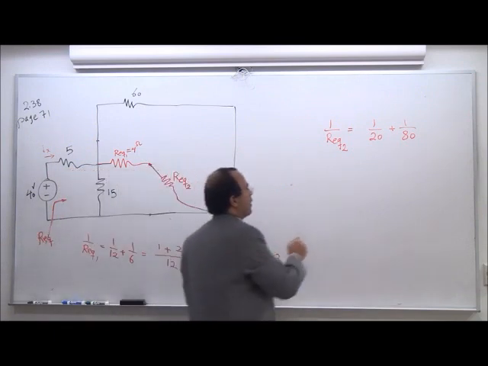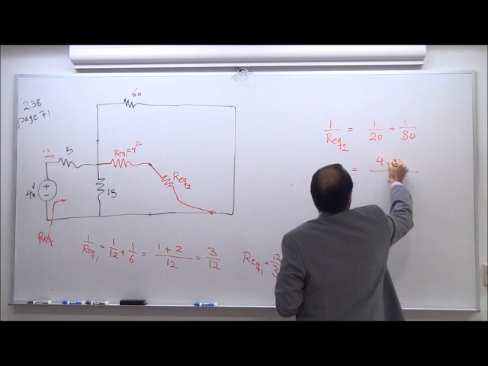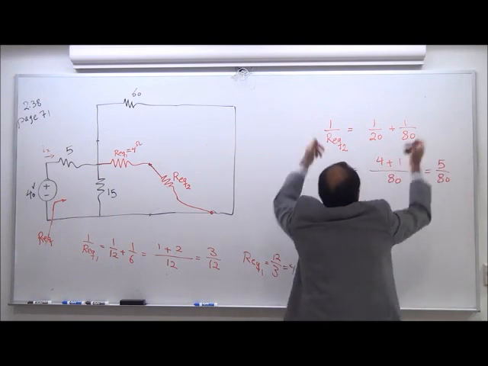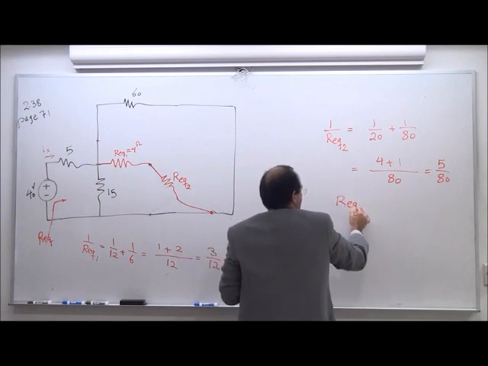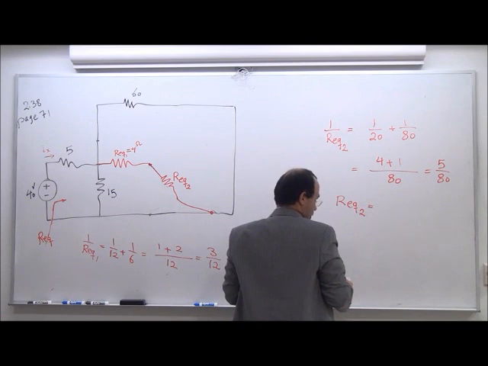R equivalent 2. Let's calculate. This is 80. That's going to be 4 plus 1, that's going to be 5 over 80. I need to inverse this one more time. R equivalent 2 is equal to 80 divided by 5, and that would be 16.